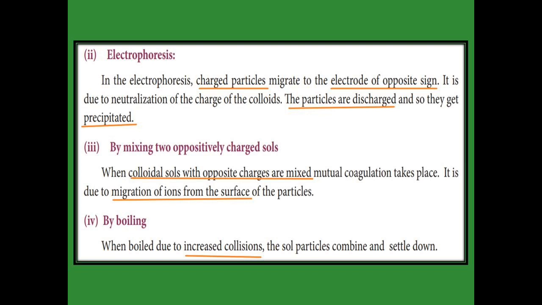Then boiling. During boiling the collisions will increase, so that the sol particles, because of those collisions, combine and then settle down. So by boiling also we can precipitate the sol particles.